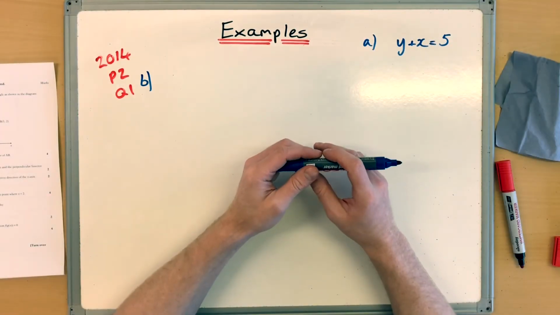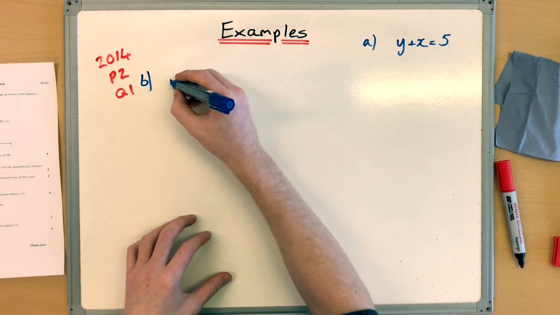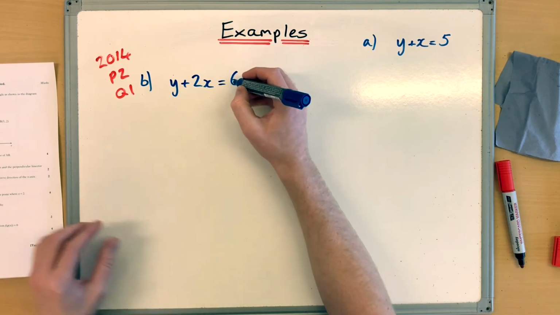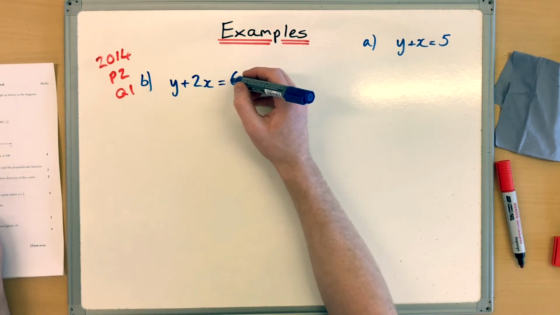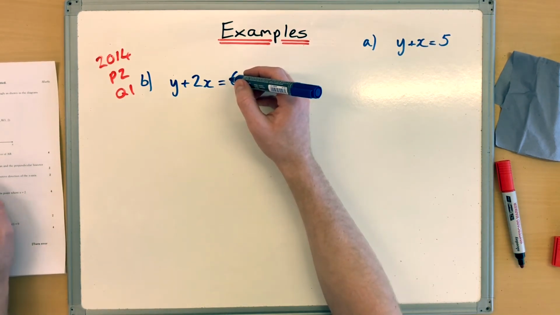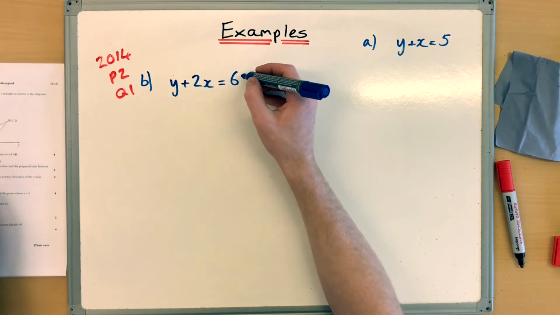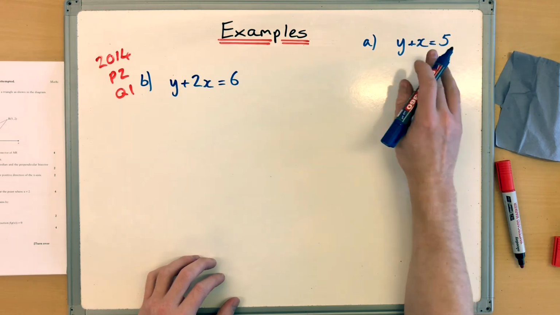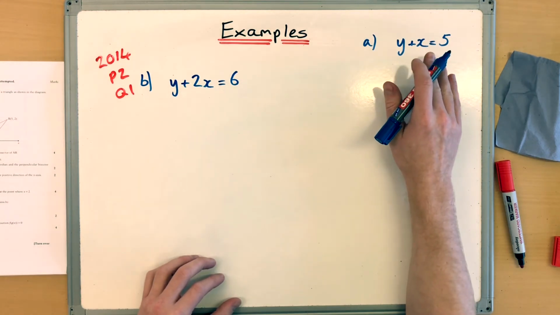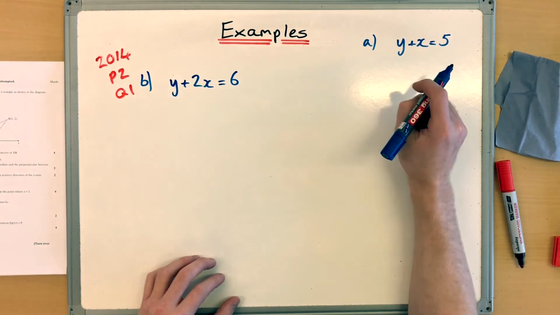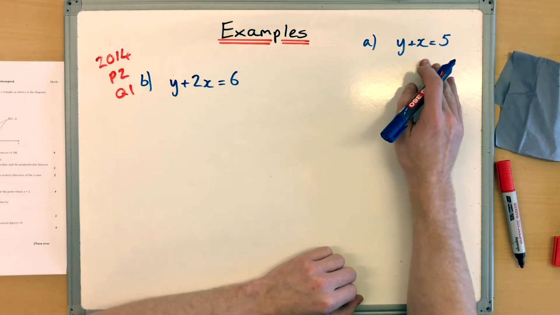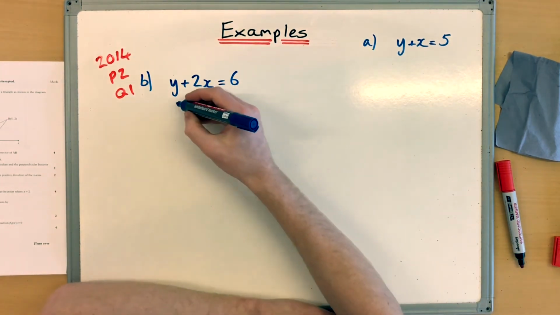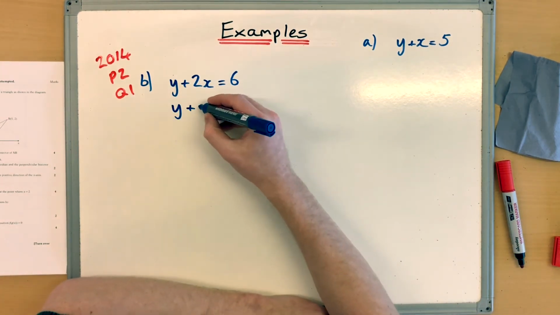So the median from A has equation y plus 2x equals 6. And we're asked to find T, which is the point of intersection of this median and the perpendicular bisector of AB. Well, we found the perpendicular bisector of AB, it had this equation, and I've jotted that down from part A. So what we're wanting to do is find the point of intersection of this median and this perpendicular bisector. So I'm going to just write this one underneath here. I'm going to line it up.